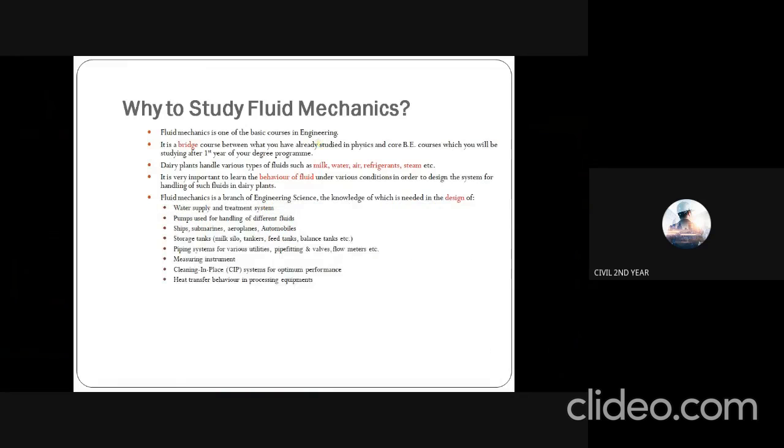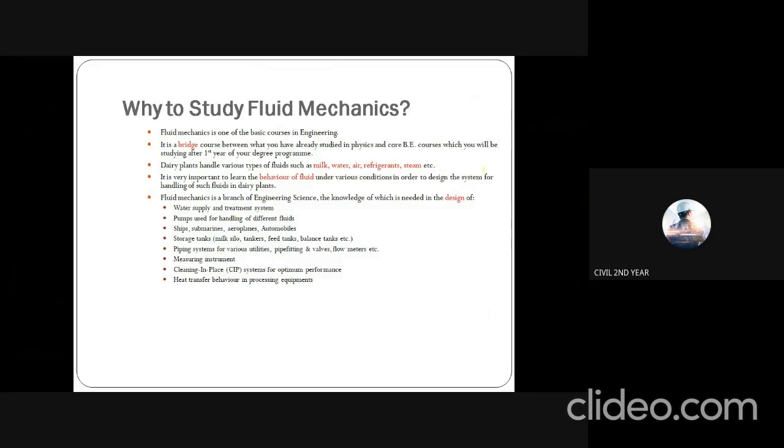Why do we need to study fluid mechanics? Is it essential for all engineering degrees? Yes. If you want to become a fluid engineer or any other engineer, we need to study fluids and how fluid mechanics works. Everything we have to study, then only we can predict the applications. Fluid mechanics is one of the basic courses in engineering. It is a bridge course between what you already studied in physics and the core courses which you will be studying after the first year of your degree program.